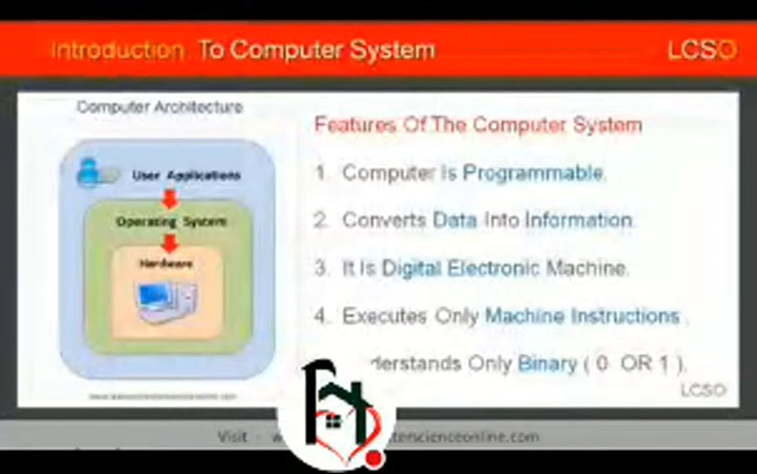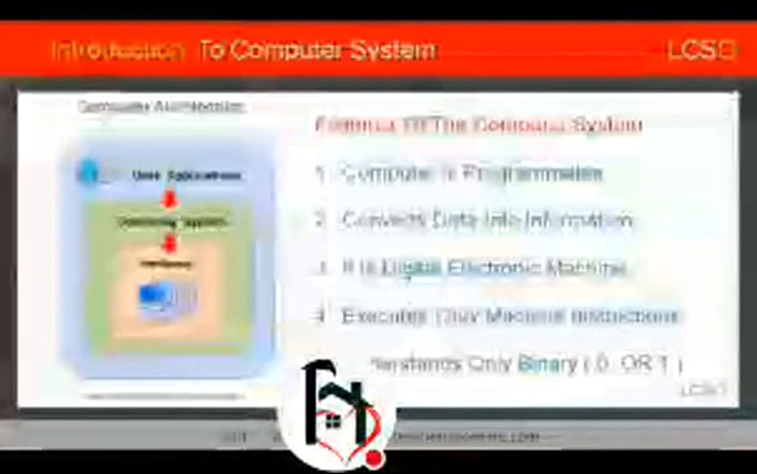The computer system has some important features. These features are, first, the computer is programmable. The term programmable means each task performed by the computer is directed by a set of instructions. This set of instructions is called a computer program. The computer program directs the computer system to perform specific operations. In other words, the computer will perform the task only as per the program instructions.